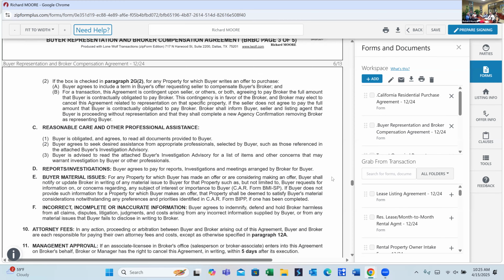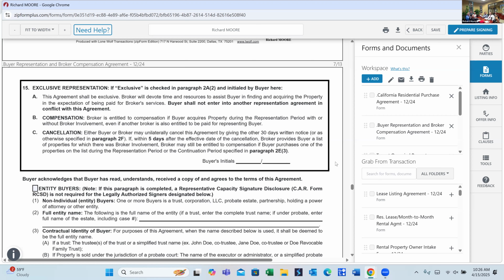And then the rest is just a signature. Now, I will have to admit, I have never sent a BRBC out, so I don't know under section 15 if I've checked the box exclusive, if the initials are going to show up there. It's just probably optional, but you must have that paragraph initialed to confirm exclusive representation. Right? If you don't have exclusive representation, then it doesn't.